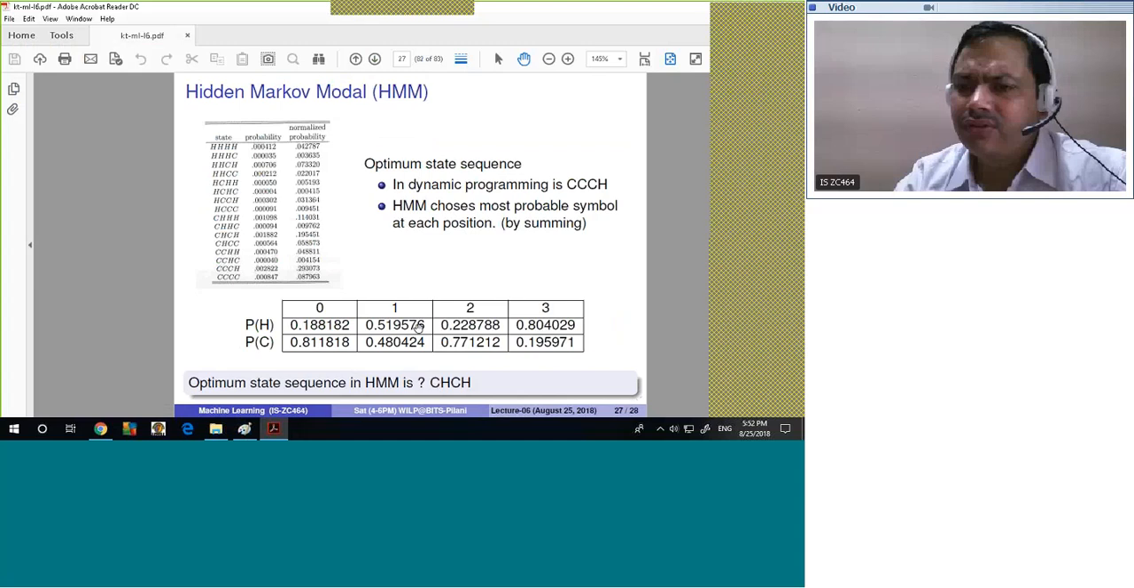For the second place, you see the probability of getting a hot day is higher than the other, so you see H. Here you see that the probability of C is more, so you put C, and here the probability of H. So the Hidden Markov model approach says that the most probable sequence is, according to the Hidden Markov model, CH.